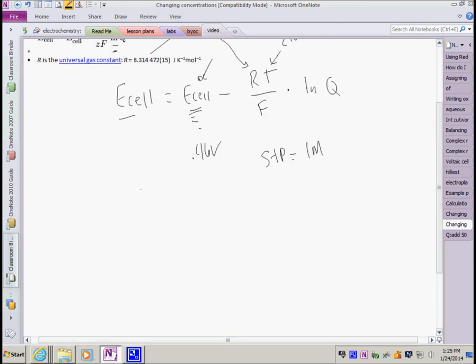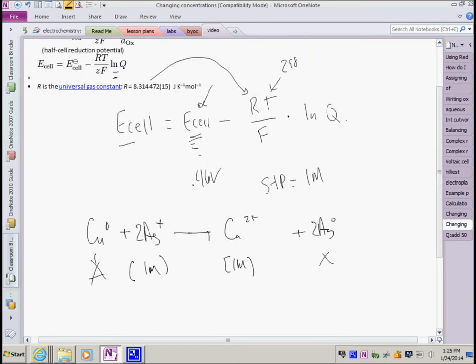My reaction is this: copper metal plus silver ions yields copper 2 plus ions plus silver. This is going to be a 2 and a 2 just in order to keep my electrons balanced. My copper concentration here is zilch. It doesn't have a concentration. This guy is 1 molar. This guy here is 1 molar. And this one, again, doesn't have a concentration. Let's plug these values into this guy right here.